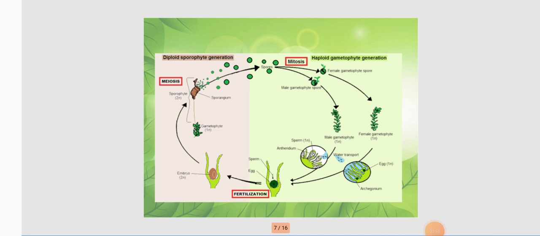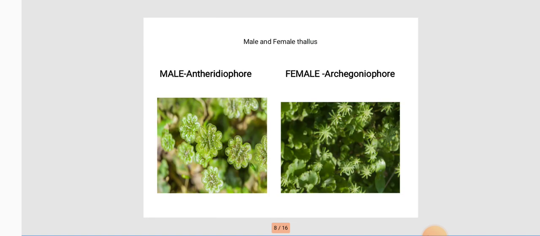And then the diploid sporophytic generation and the haploid gametophytic generation. In the life cycle of bryophytes, mitosis and meiosis take place along with fertilization. For example, diploid in the sporophytic generation and haploid in the gametophytic generation. Next, the male and female thallus of Marchantia. The male bears antheridiophores and the female bears archegoniophores. The two thalli differ in their gametophytic and sporophytic structures.